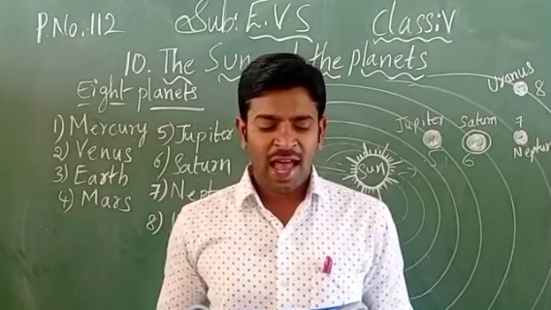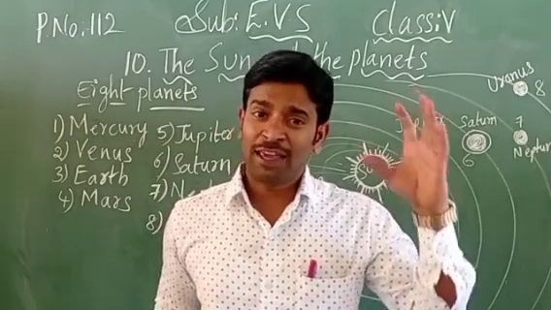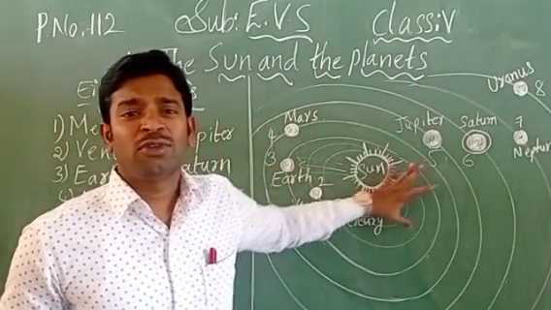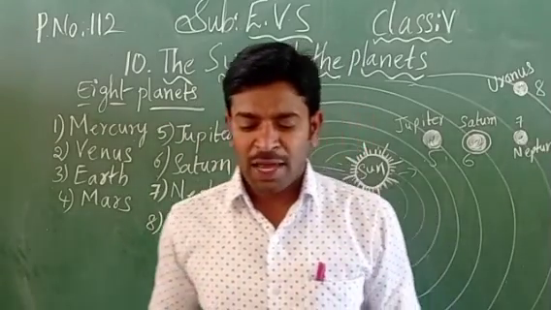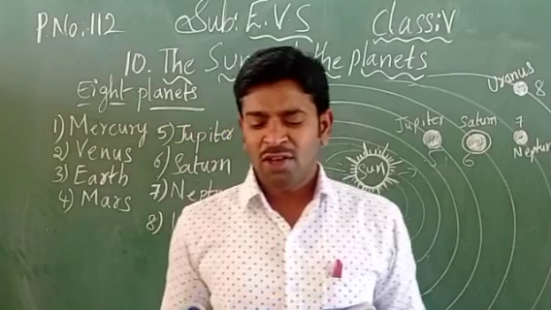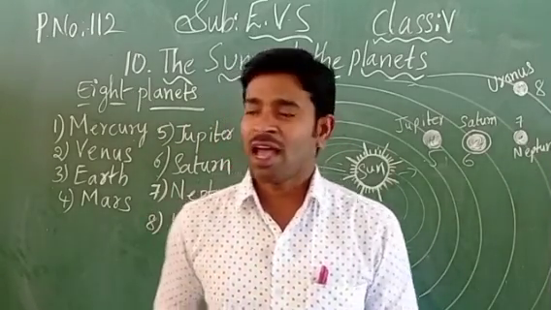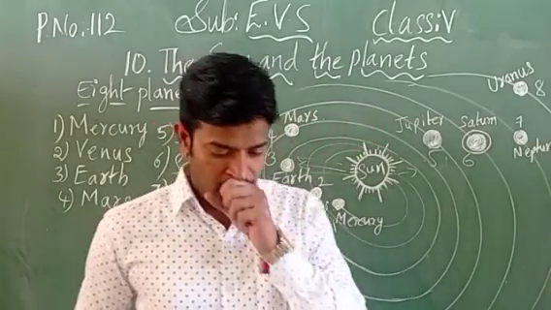Next one. The Sun and the planets put together form the solar system. When we keep the Sun and these 8 planets together, it is called what? Solar system. Next one. Mercury, Venus, Earth, Mars, Jupiter, Saturn, Neptune, and Uranus are the 8 planets. Here he mentioned the names. I have mentioned on the blackboard the names of the planets.